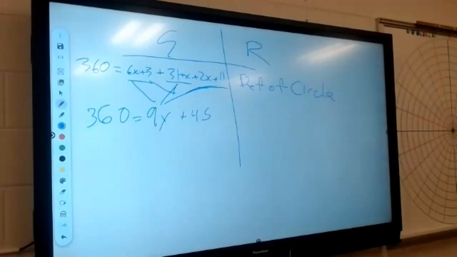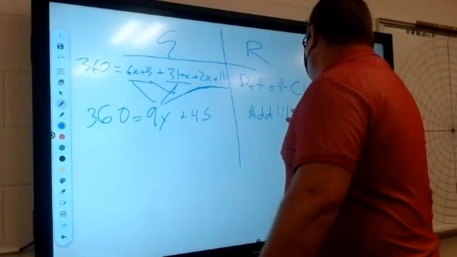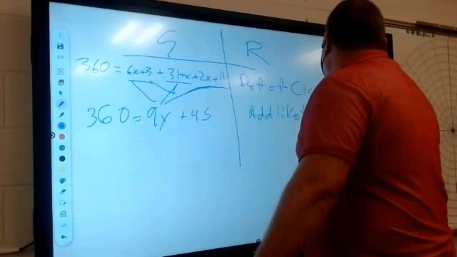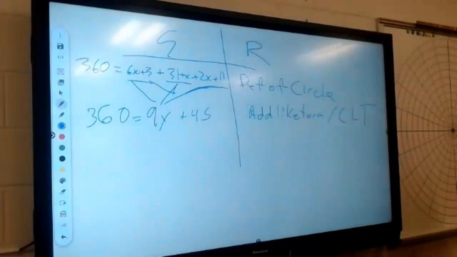Okay, I like it. She says adding like terms. Combining like terms. Add like terms. I could totally go with Mr. Lowe's. Combining like terms. Would both of those work? Yes. Okay, again, guys, it's not rocket science.